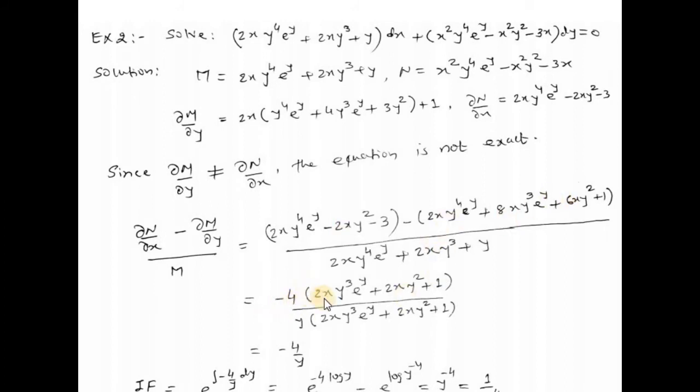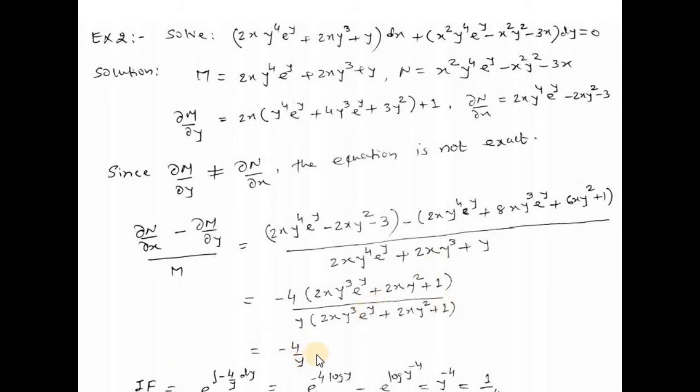then it will be minus 4 in bracket 2x y cube e raised to y plus 2x y square plus 1 bracket complete divided by y is common from these three terms, so y in bracket 2x y cube e raised to y plus 2x y square plus 1. So this term will be cancel out, so it will be minus 4 divided by y.